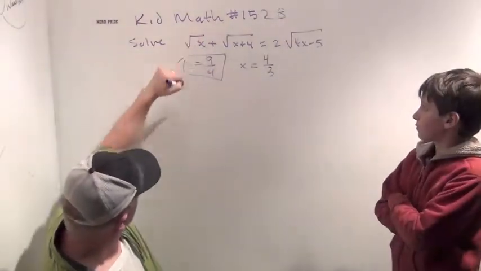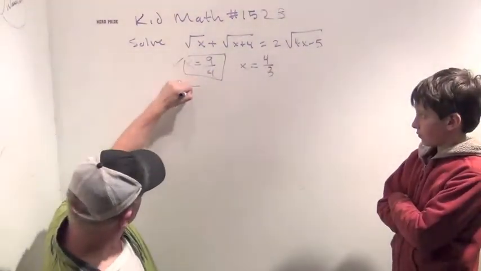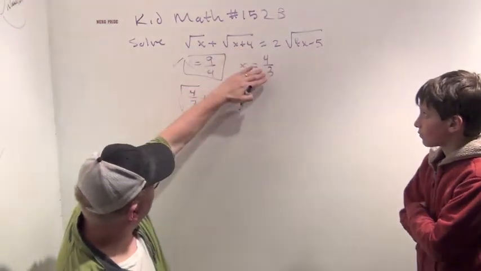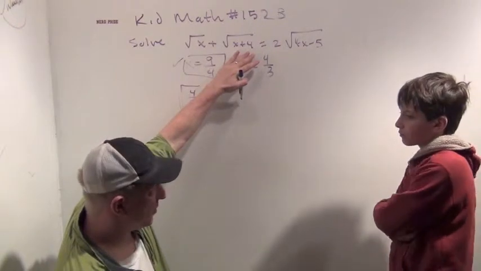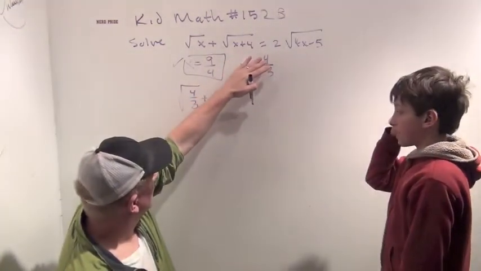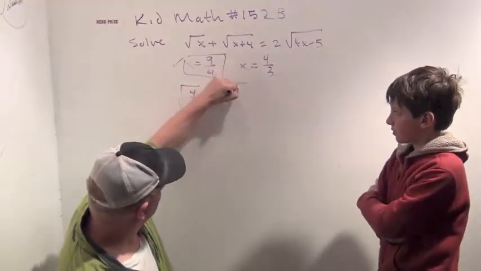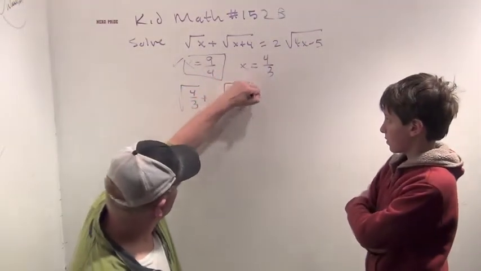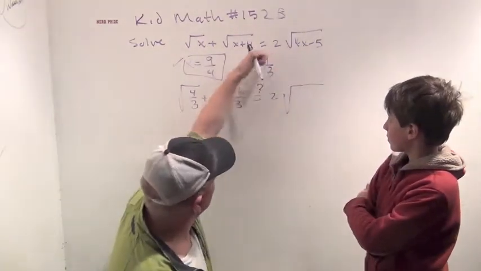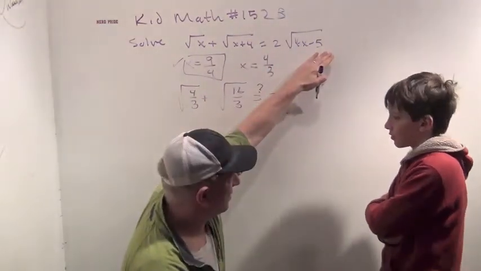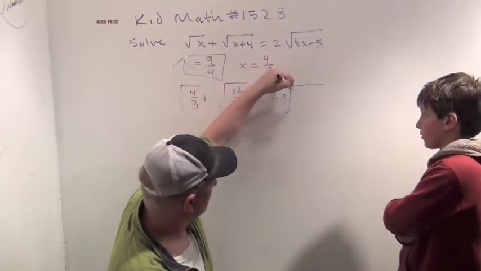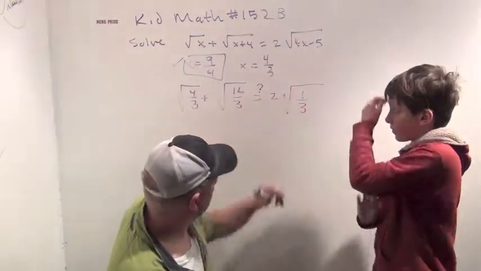4/3. I get the square root of 4/3 plus, let's look at this one, 4/3 plus 4. So 4/3 plus 12/3 is 16 thirds. The square root of 16/3. Does this equal 2 times the square root of 16/3 minus 5, or 15 thirds? So 16/3 minus 15/3 is 1/3. So we got the square root of 1/3 on the inside.